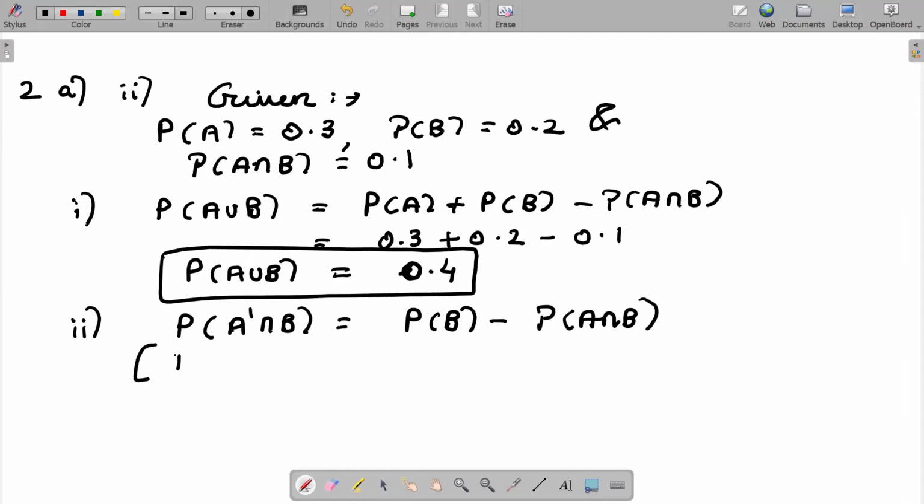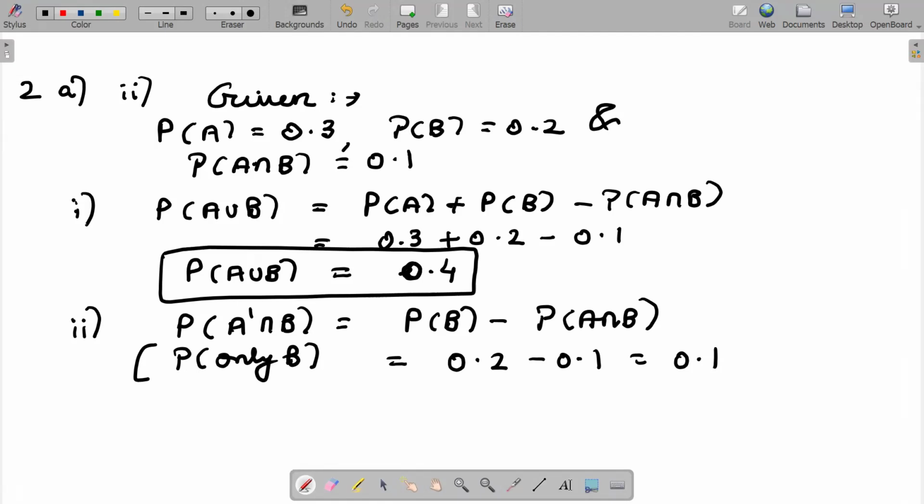This I can also write as probability of only B. Only B means B but not A. So it's probability of B. From probability of B, I subtract probability of A intersection B. Probability of B is 0.2. Probability of A intersection B is 0.1. 0.2 minus 0.1 is 0.1.